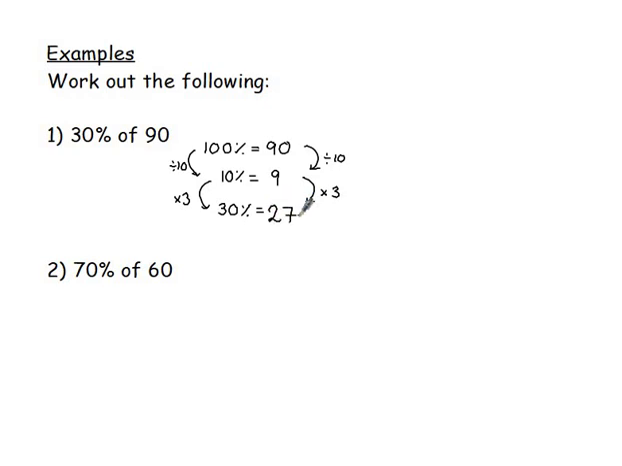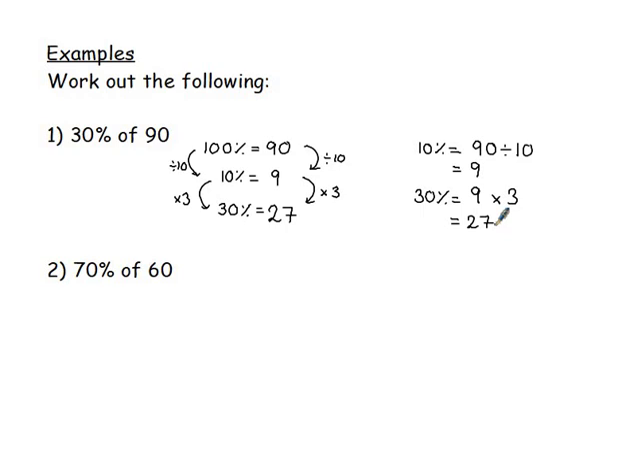Just in case you don't like that layout, again, you can show 10% is just going to be that full amount, so the 90, and you divide it by 10 to give you 9. And then, like we said, you need to find the 30%. So you take the 10%, you take the 9, and you times it by 3 to give you 27. Now, both of these methods are showing the same thing. It just depends which way you'd rather write it.